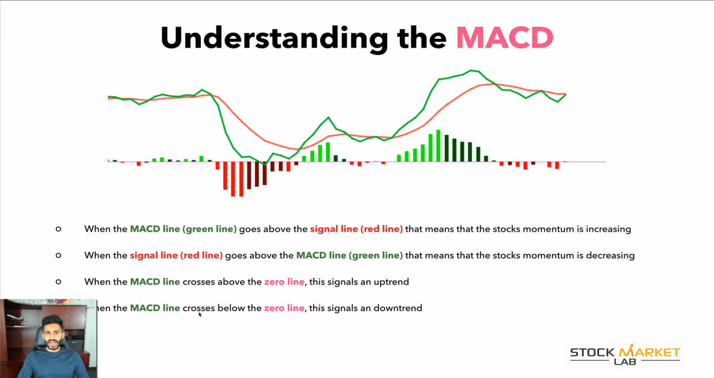When the MACD line crosses below the zero line, if the MACD line goes below the zero line, that signals a downtrend. Now, one thing I want you to keep in mind, very simply, and we mentioned this in the introduction of technical indicators: just because the MACD line crosses the signal line doesn't always mean we're going to go in an uptrend. Doesn't mean you always buy.